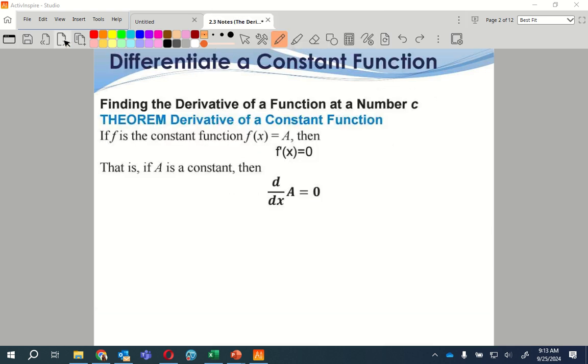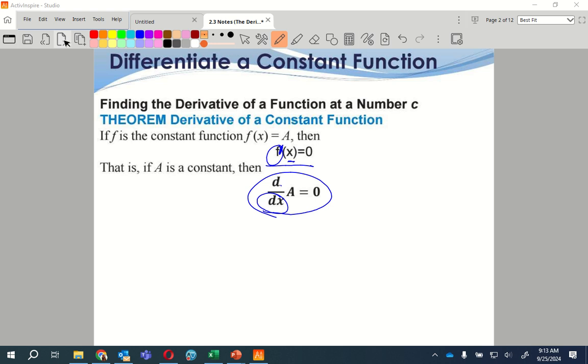So now, Leibniz notation is this: d/dx. That means I'm taking the derivative of the function in terms of x. This says I'm taking the derivative of the function in terms of x.